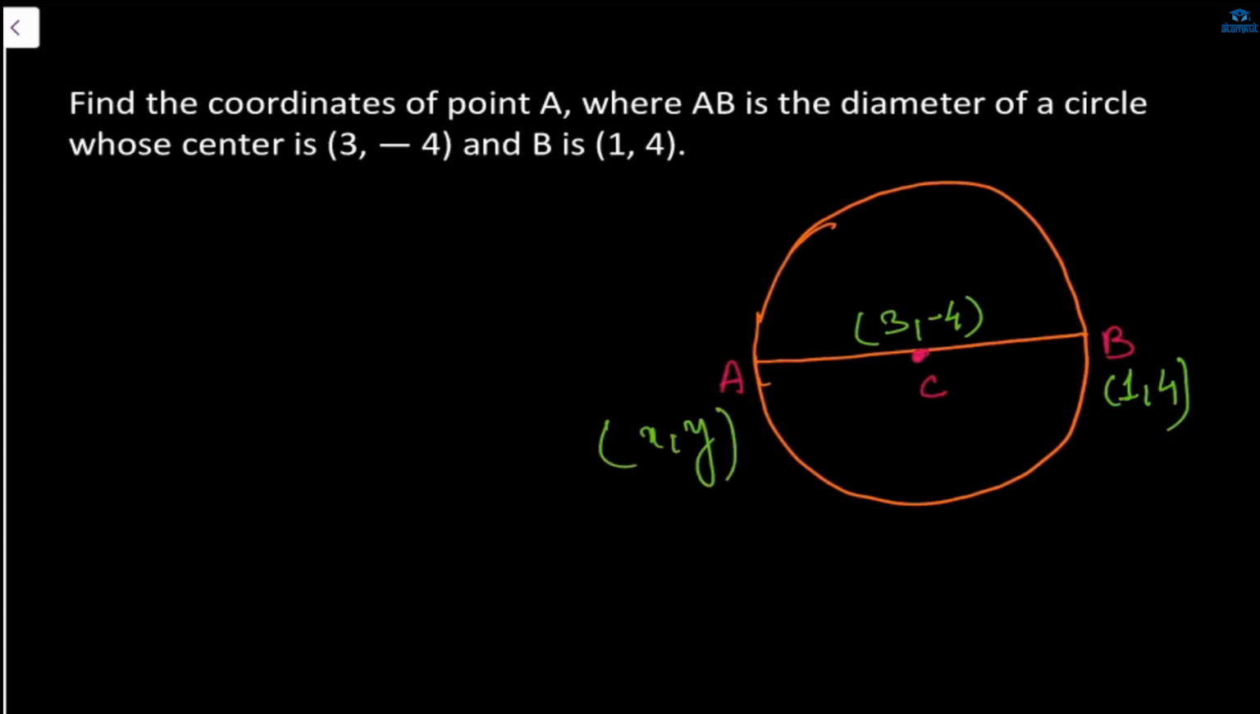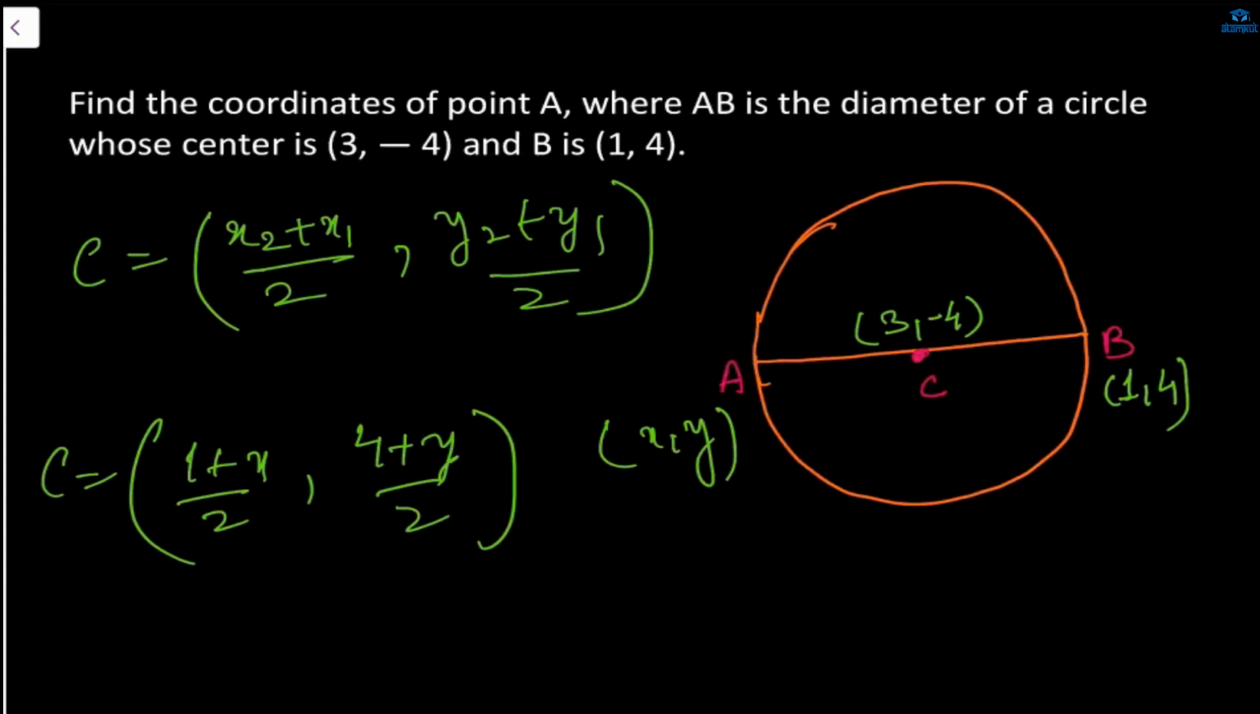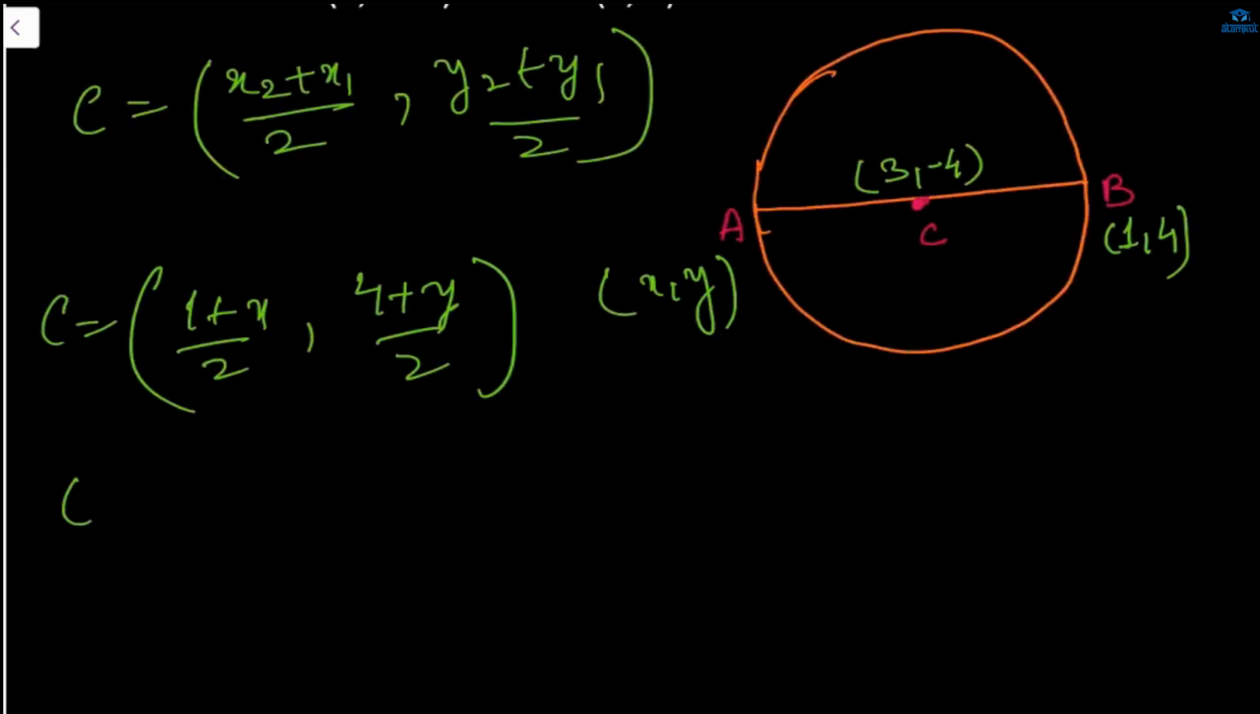Now C is the midpoint. So the value of C will be, if I write the section formula for midpoint, (x2 plus x1) upon 2, (y2 plus y1) upon 2. So C will be equal to (1 plus x) upon 2, (4 plus y) upon 2. Understood? Now we already have the value of C, so it will be (3, minus 4) is equal to ((1 plus x) upon 2, (4 plus y) upon 2).